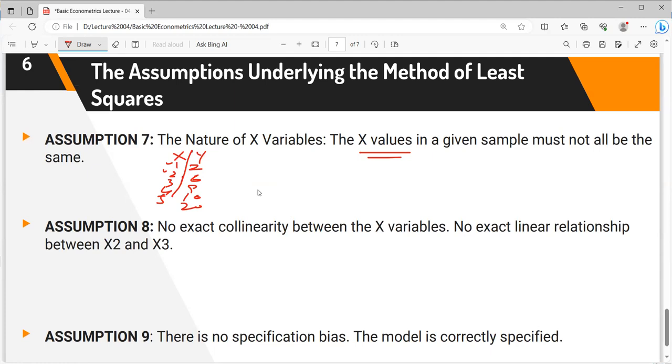The last two assumptions are explained in the next chapter, but I explain these assumptions together. No exact collinearity between the variables, that is assumption number 8. It means two variables do not have collinearity.